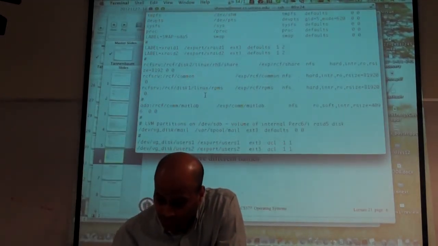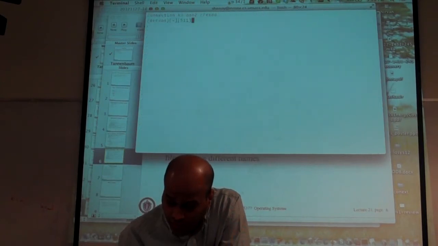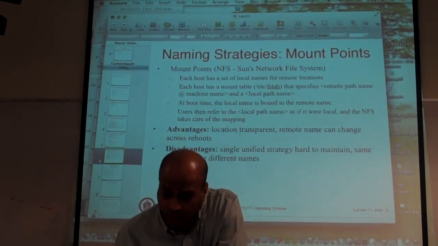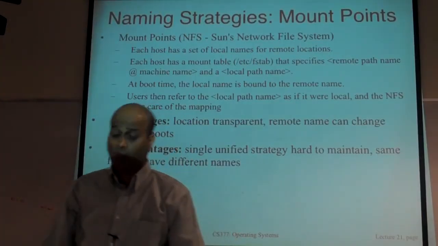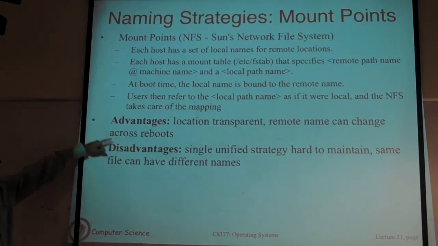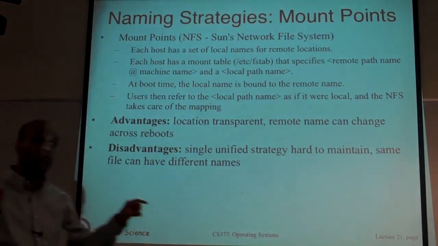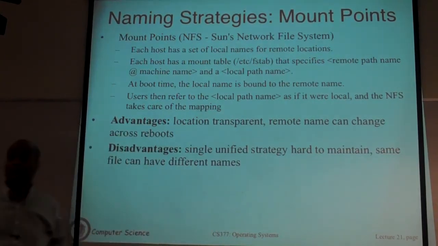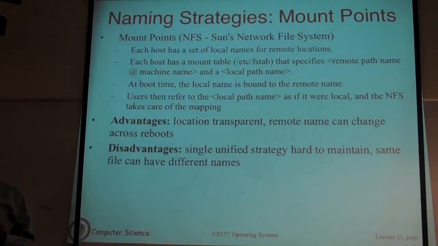Now this distributed file system is what's called NFS, network file system. Somewhat different from others. So it is location transparent. The mapping can change across reboots. I can go into that file I just showed you and mount these at a different path, because next time I boot, that same volume will be available somewhere else. So the path name can change depending on what the mount point is.